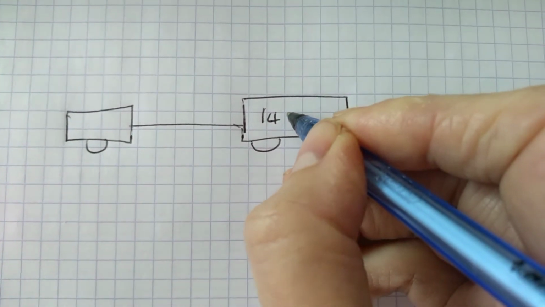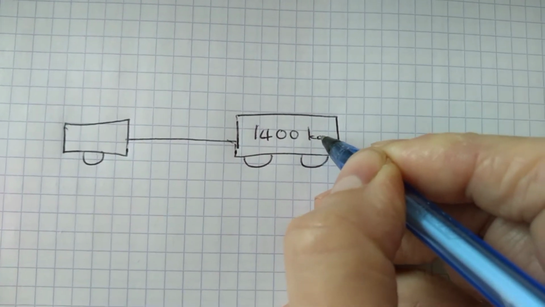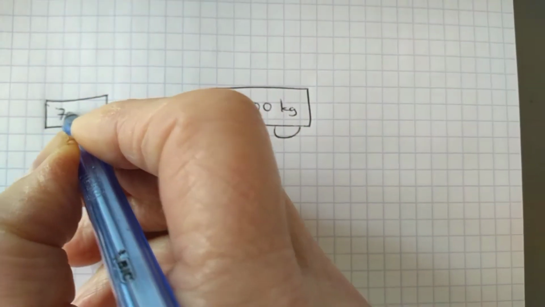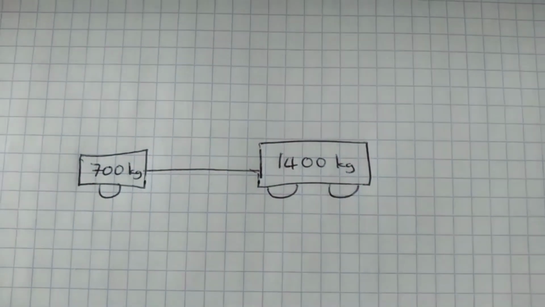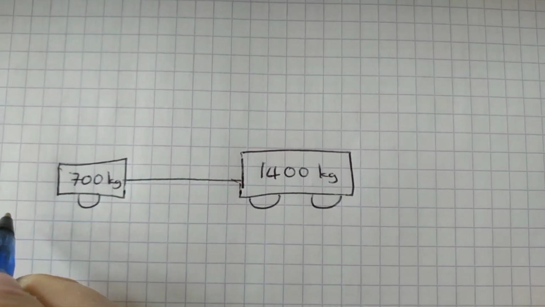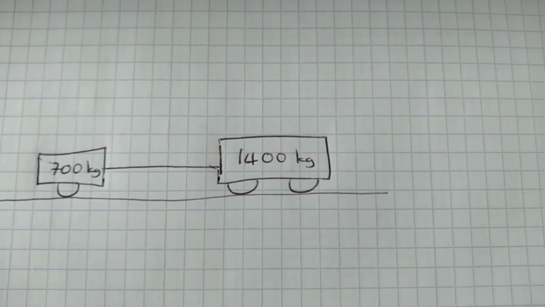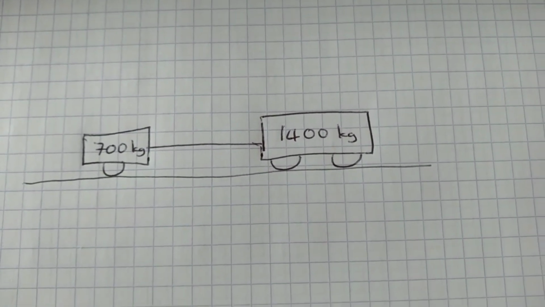I am going to put on the mass of the car and the mass of the trailer, given, and we're on a horizontal road. So what we're looking at with these questions, we're really only working in one dimension.